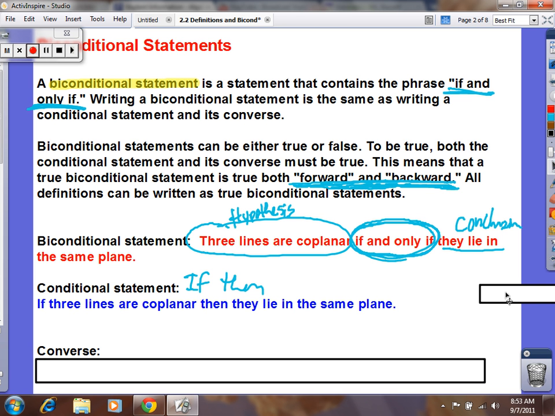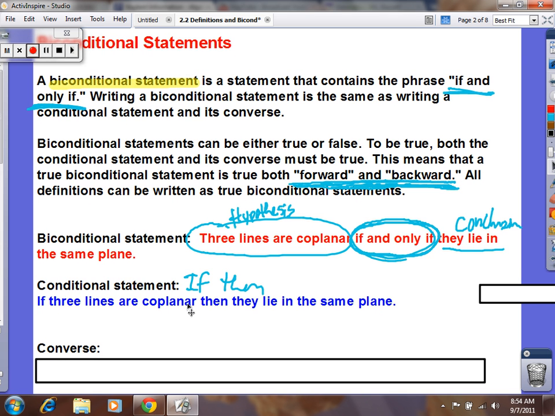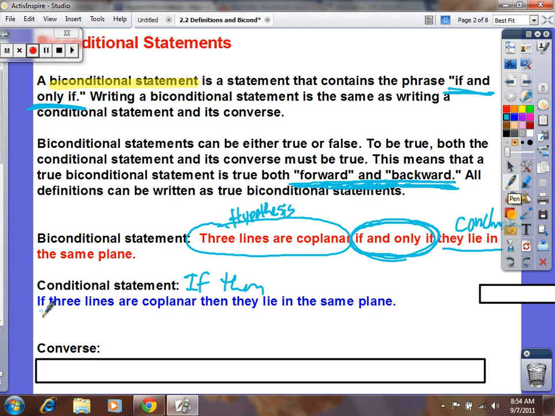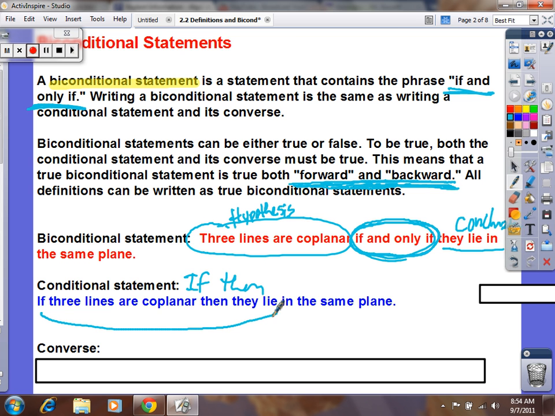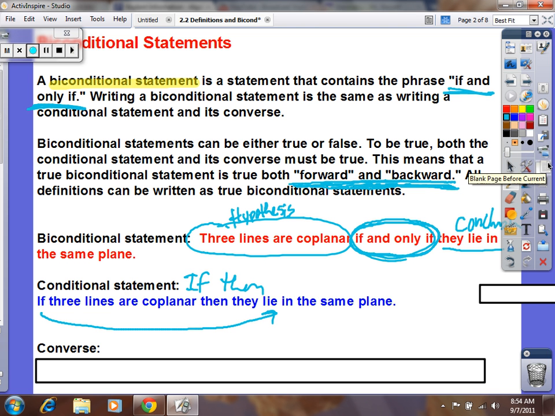Now, once you got your conditional statement, what is the converse? Do you remember what the converse is? That's where you switch them. The converse is pretty easy. You just switch it. So we're going to write this. You're going to write if, and then you're going to do this part. If three lines lie in the same plane, then they are coplanar. So the converse, you just flip it.